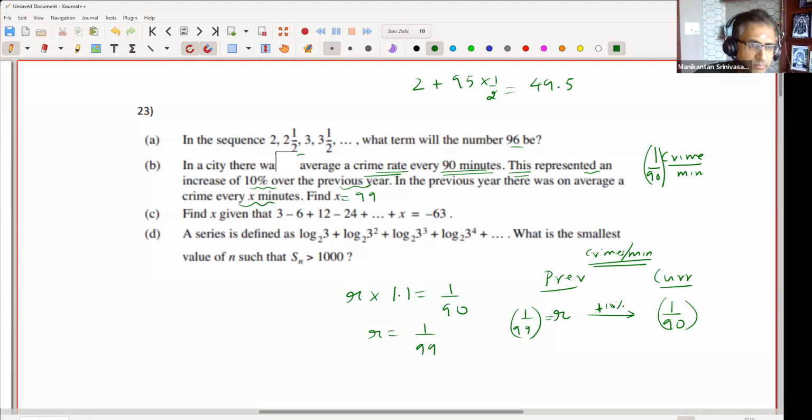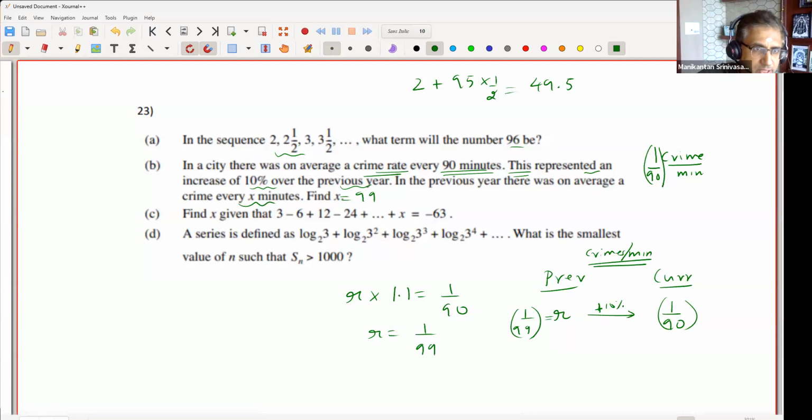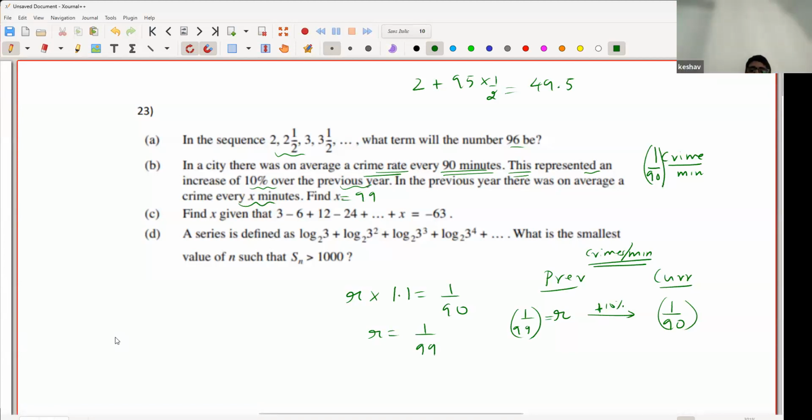Yeah. Was this Keshav? You were asking this question, if I recall, right? If Keshav is still around. Yeah, but I figured it out. Okay. All right. Same answer, right? X equal to 99. Yeah, 99. Okay. Cool.